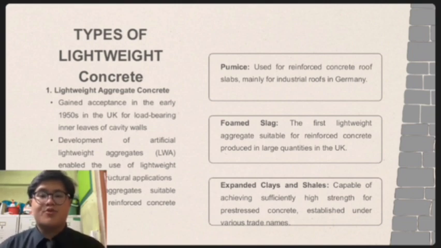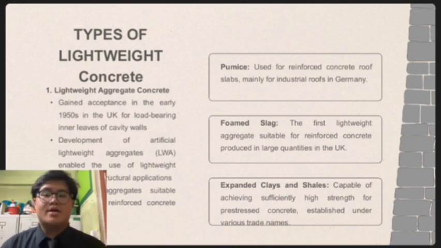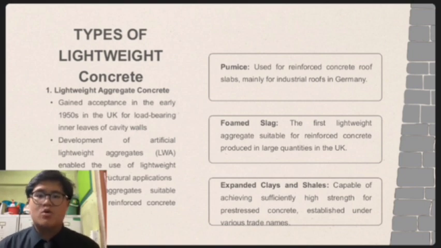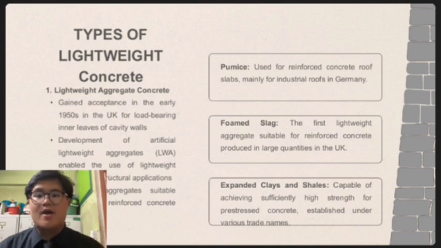One example is pumice. It is a natural material and is commonly used for reinforced roof slabs, especially in industrial buildings in Germany. Another type is foam slag, which was the first lightweight aggregate used for reinforced concrete in the UK. Finally, expanded clay and shells can achieve high strength, making them suitable for pre-stressed concrete. Overall, lightweight concrete reduces structural weight while still providing good strength and performance.